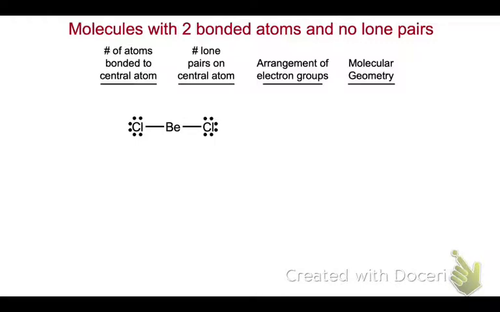Beryllium dichloride. How many atoms are bonded to the central atom? 2. No lone pairs. So I have 2 electron groups. What is the best separation to put them as far away from each other as possible? The best separation will be 180 degrees. So that makes the shape linear.